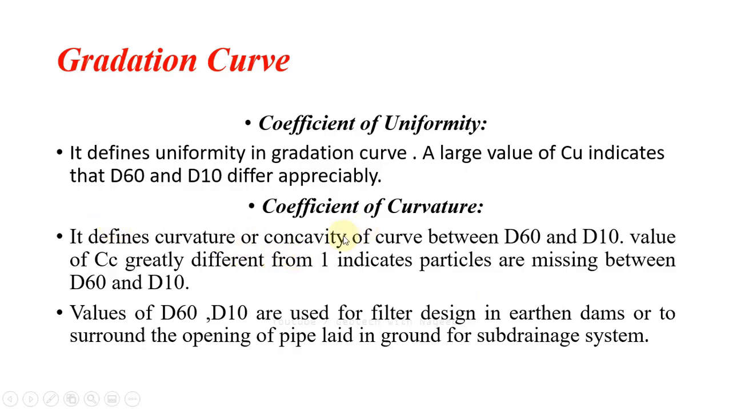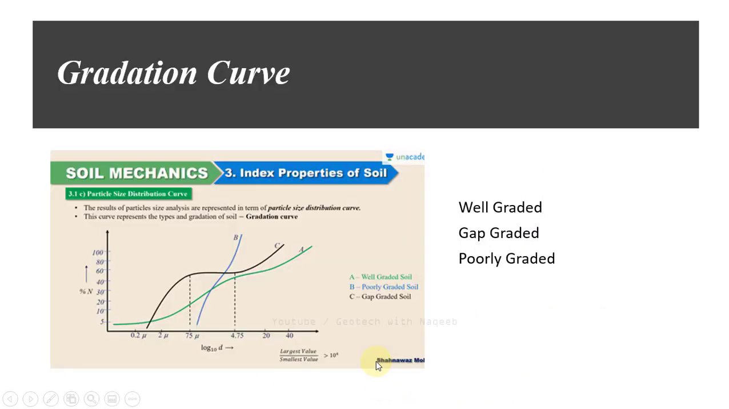The coefficient of curvature defines the curvature or concavity of the curve between D60 and D10. A value of Cc greatly different from 1 indicates particles are missing between D60 and D10. The values of D60 and D10 are used for filter design in earthen dams, or to surround the opening of pipe laid in ground for a sub-drainage system. So this is the use of the diameter of particles basically.